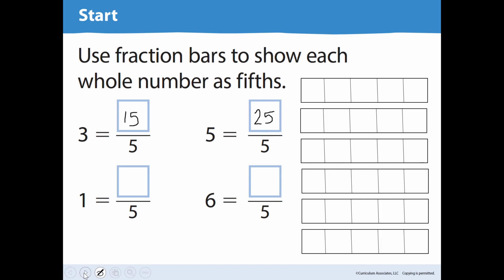Okay, looking at this one, we're looking at just one of the fraction bars. So this one right here, so just one fraction bar is equal to 5 fifths. And finally, the last one is 6. So we're counting all of them. We have 5, 10, 15, 20, 25, 30. So 6 equals 30 fifths.